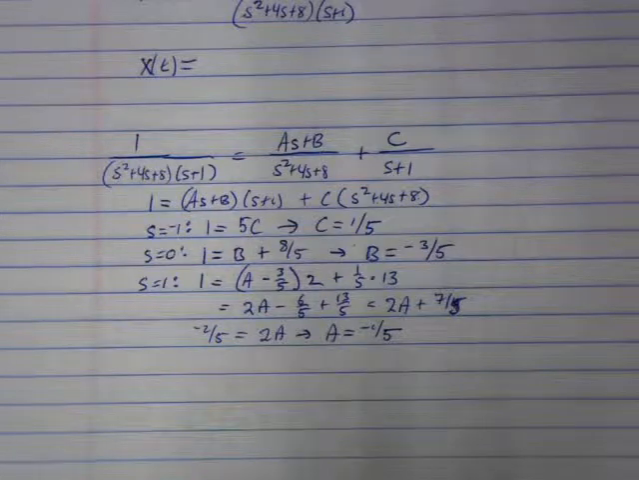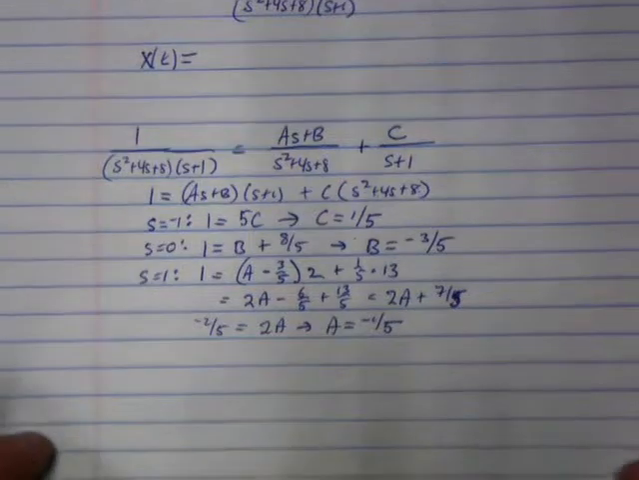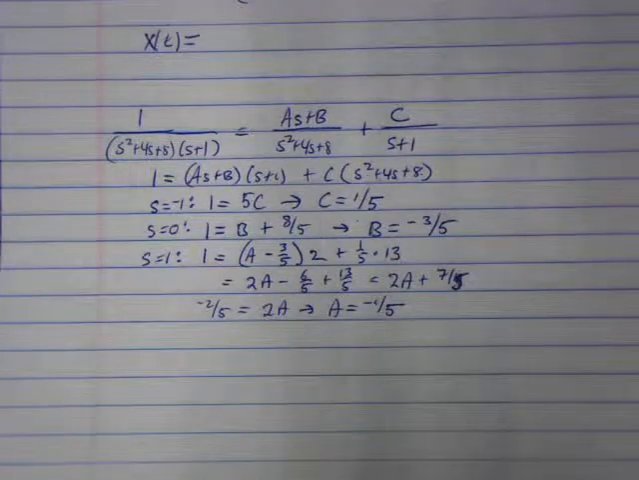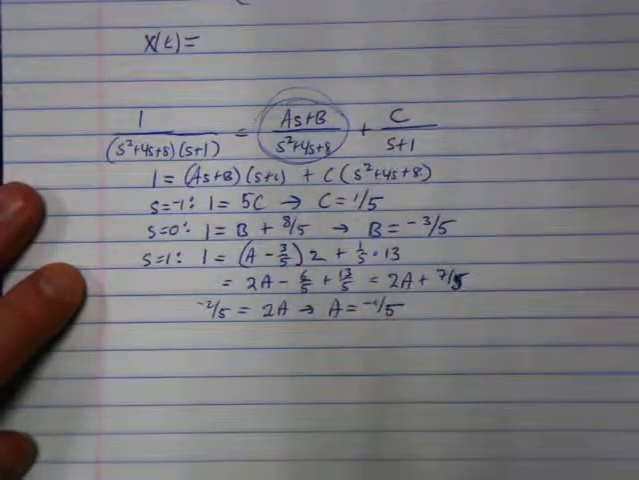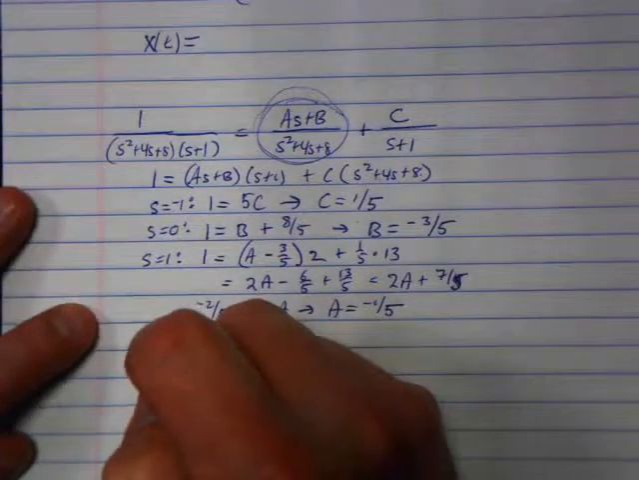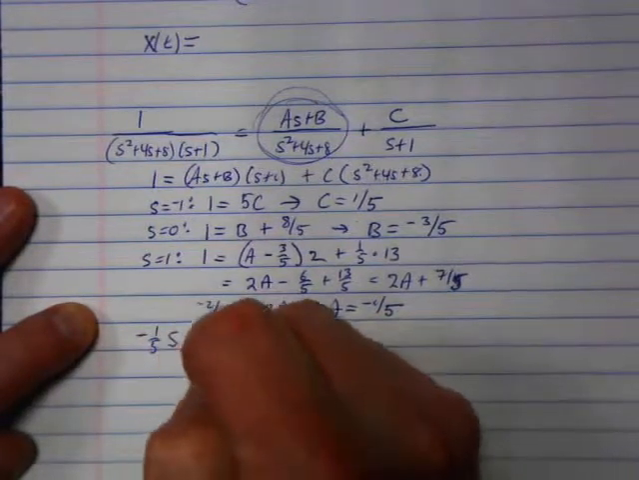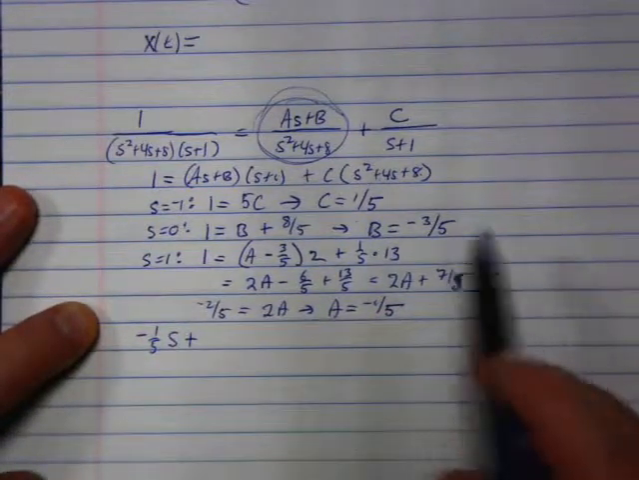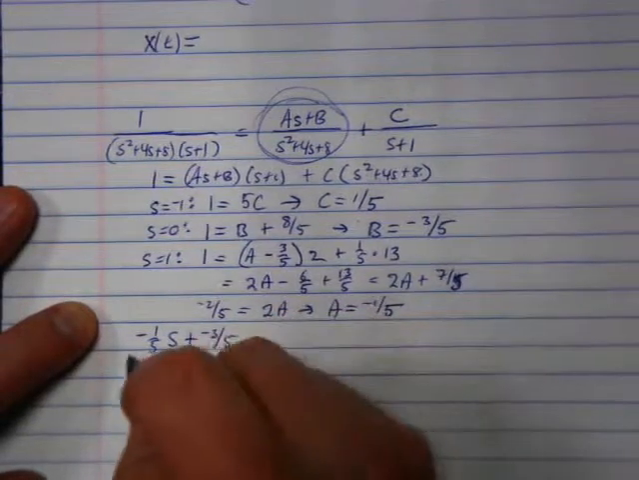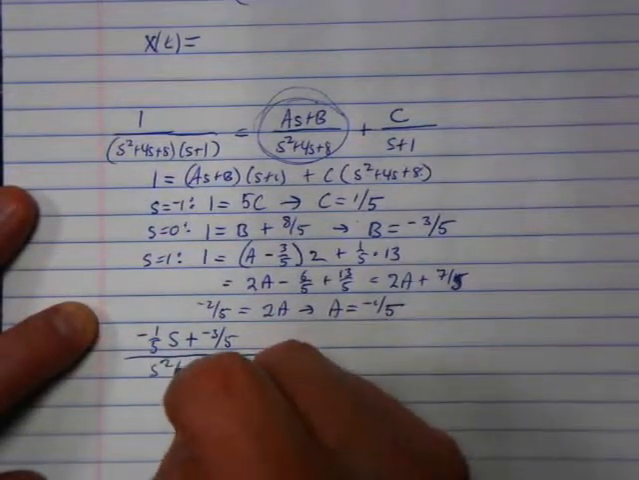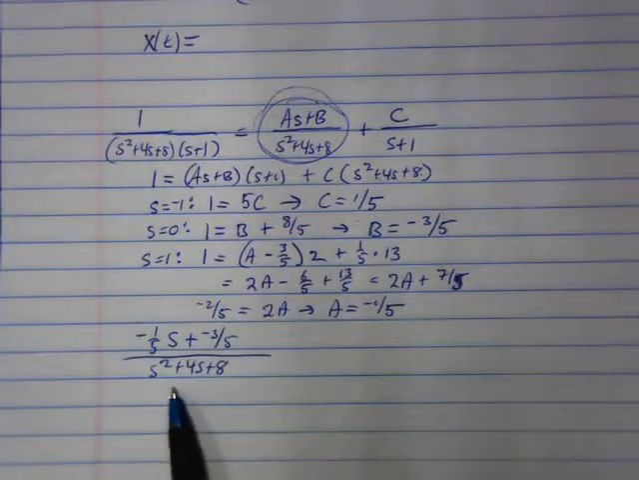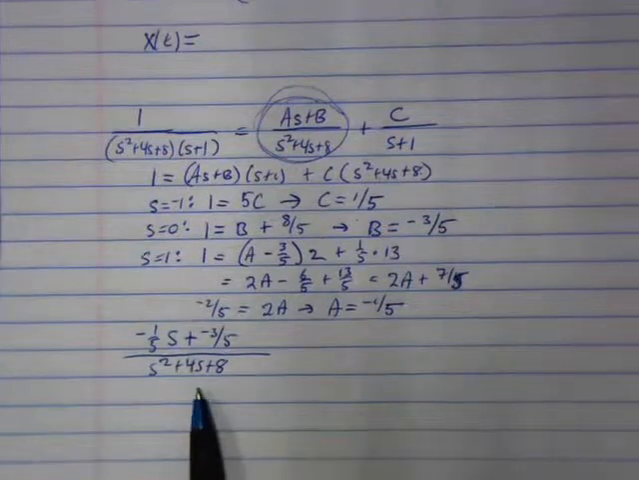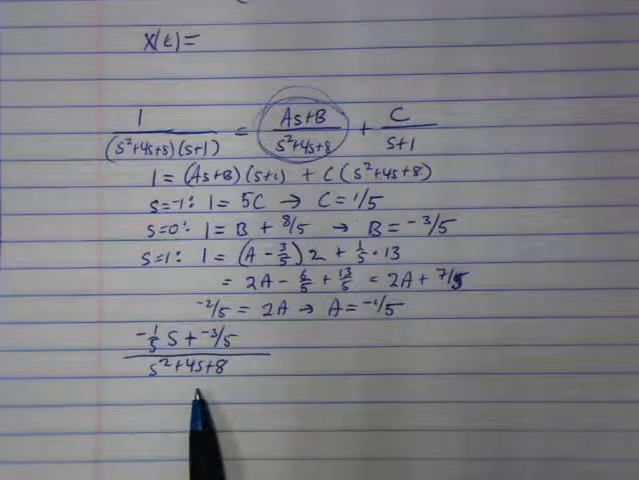Good? Okay, so we did the partial fractions. Now what we need to do is deal with this right here. We know that we have minus 1/5 s plus negative 3/5 divided by s squared plus 4s plus 8. Now what I need to do is complete the square on this one and get that into a form where I can find an inverse Laplace transform.